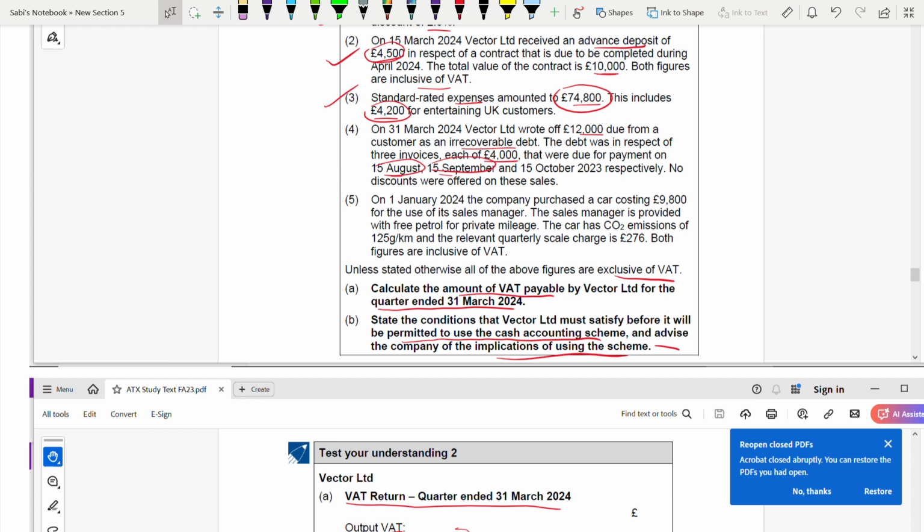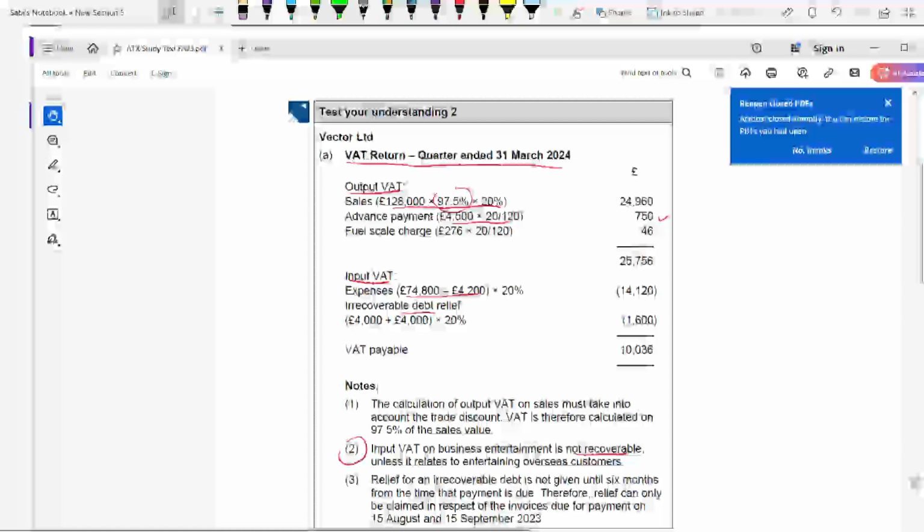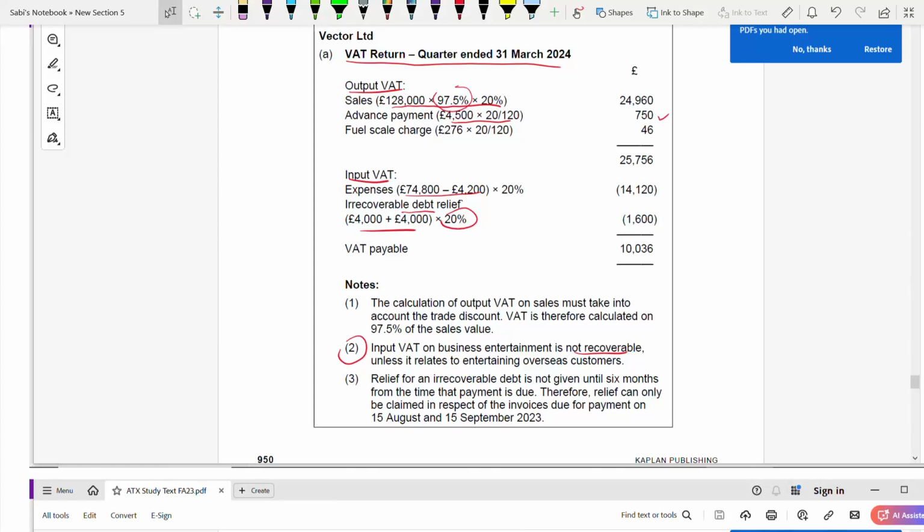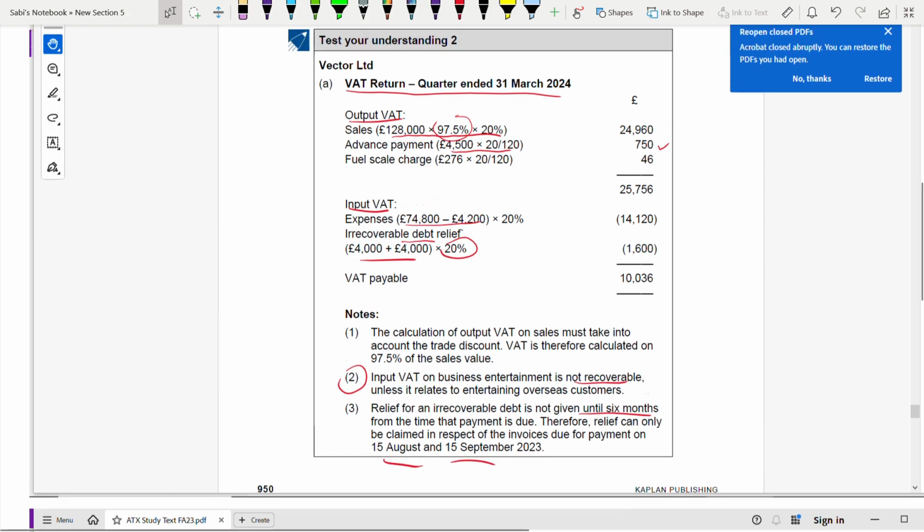If you take 15th October to 31st March: November, December, January, February, March, it's 5 months. 6 months have not elapsed. So only for the first two 4,000s will you get the relief. There is a note to it. Relief for irrecoverable debt is not given until 6 months from the time the payment is due. So it can only be claimed for the 15 August and September payments.